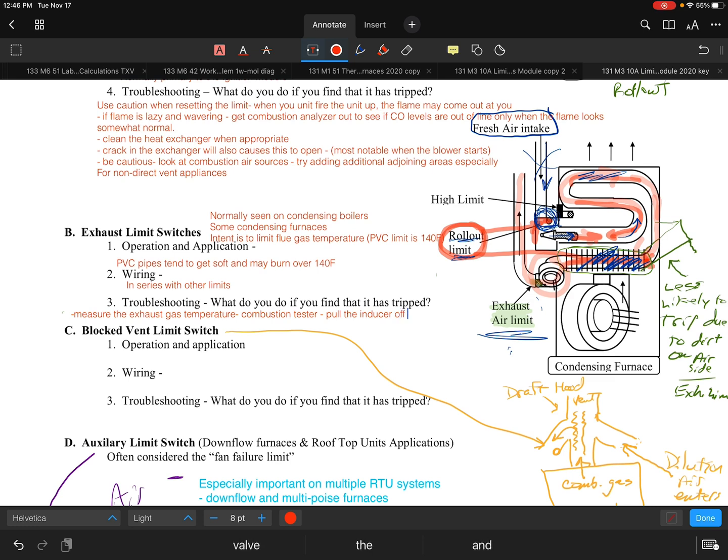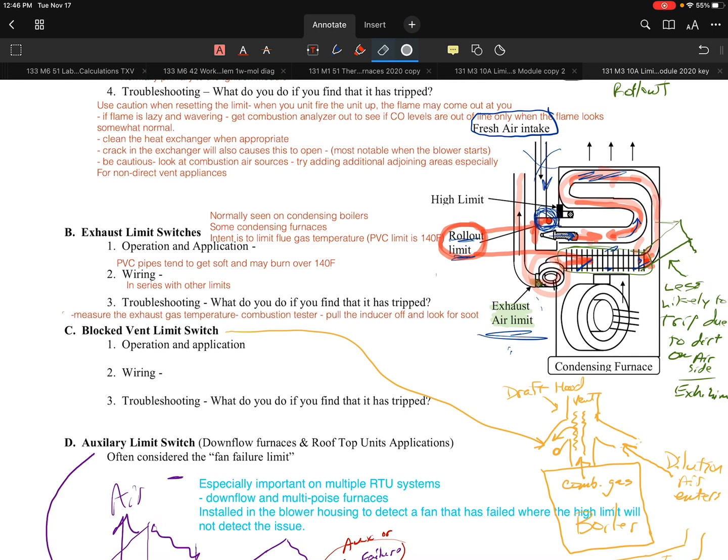The next thing I would tell you is pull that inducer off. Pull the inducer off, look for soot. You're going to look for soot in that secondary exchanger. If this heat exchanger starts getting all sooted up internally, one thing that I'm going to tell you is that what will happen is that heat exchanger will not extract the heat out of that.